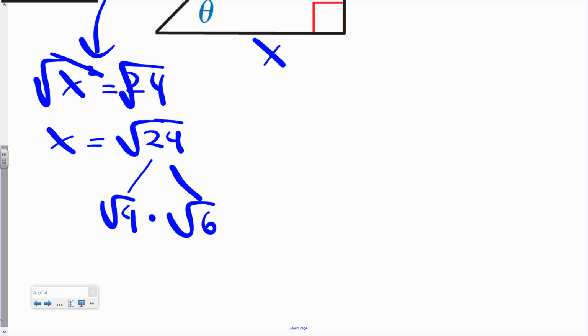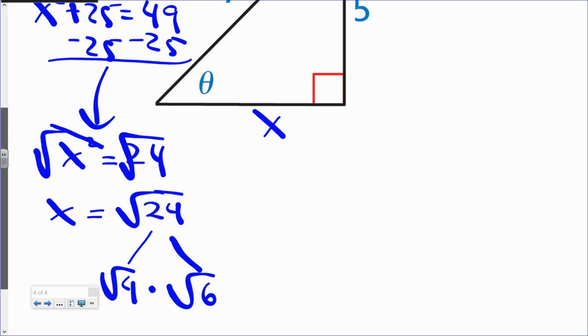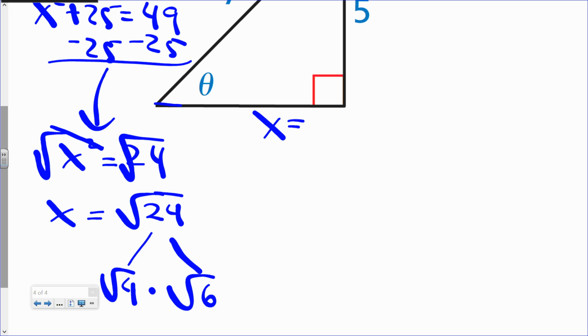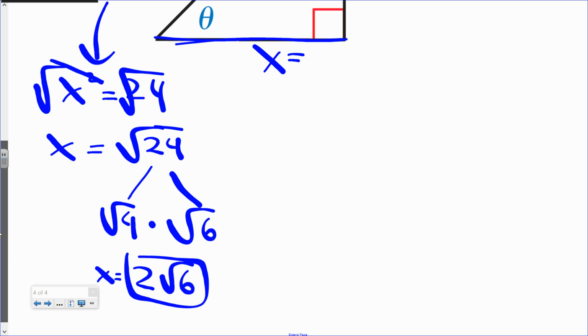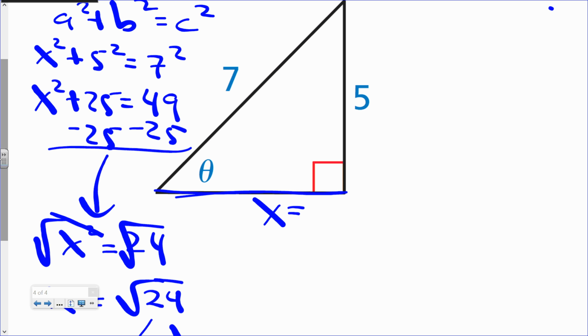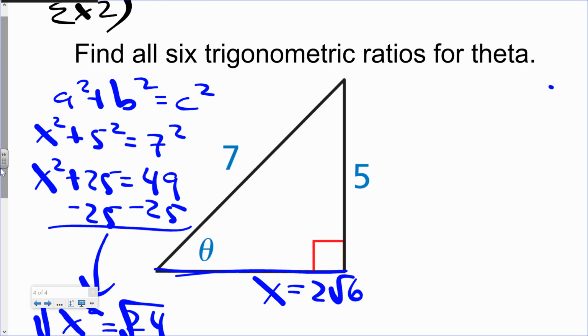So look at the exact, this leg here is exactly 2 times rad 6. That's what x is. X is 2 rad 6. Not approximately, exactly. So far, so good. Now we can find the sine, cosine, tangent, cosecant, secant, and cotangent of theta, because we know all 3 sides.